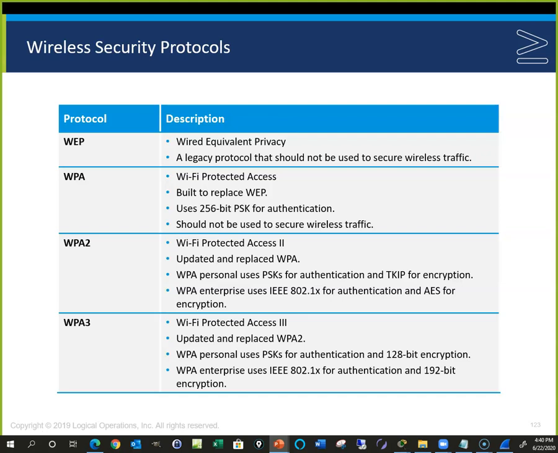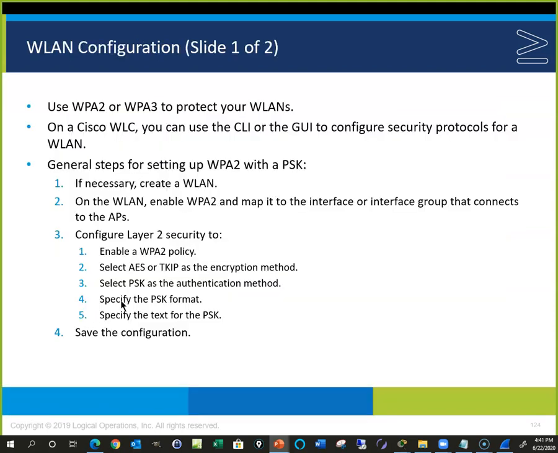WPA2, Wi-Fi Protected Access 2, updated and replaced WPA. Personal uses a pre-shared key for authentication and TKIP for encryption. Enterprise uses IEEE 802.1X. Your wireless router probably has an enterprise capability. If you have a RADIUS server, you probably can configure it if you want, but you're going to have to be able to get to that RADIUS server. It's going to have to be on all the time. Pre-shared keys are usually what we use at home.